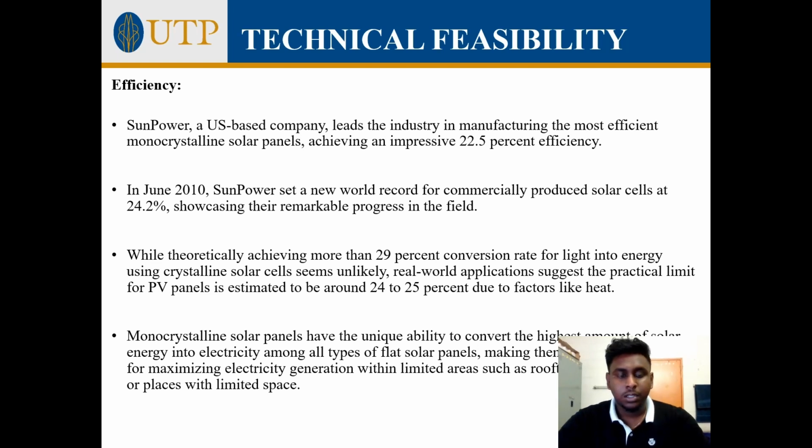Efficiency. SunPower, a US-based company, leads the industry in manufacturing the most efficient monocrystalline solar panels, achieving an impressive 22.5% efficiency. In July 2010, SunPower set a new record for commercially produced solar cells at 24.2%, showcasing their remarkable progress in the field. While theoretically achieving more than a 29% conversion rate of light into energy using crystalline solar cells seems unlikely, real-world applications suggest that the practical limit for PV panels is estimated to be around 24 to 25% due to factors like heat.